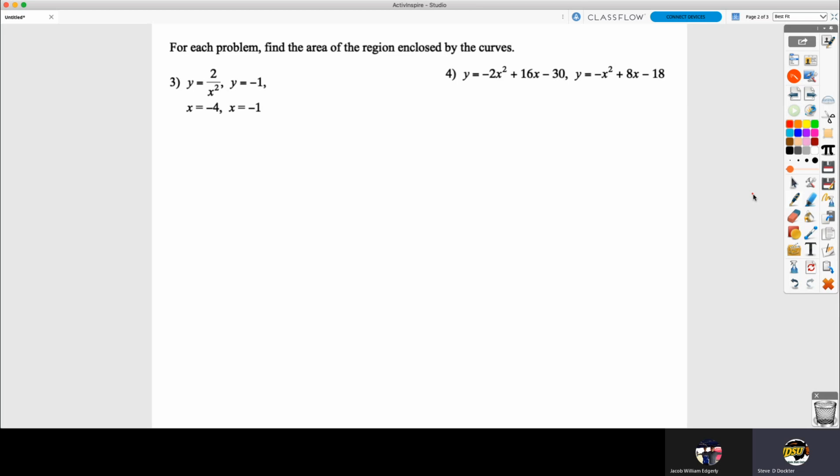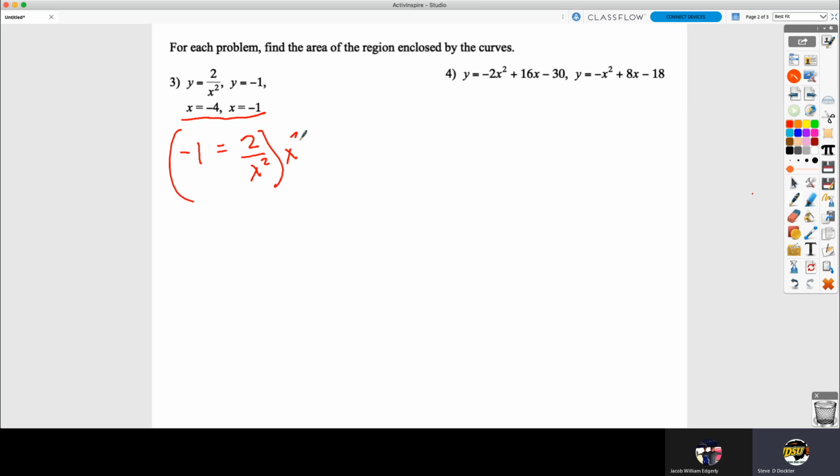All right, for the first one up there, we need to find the area of the region enclosed by the curves. Now for number 3 here, we have our restrictions. What do we need to check for though? Yeah, we need to see if they intersect, right? So how we check is, because they're both set equal to y, we can set them equal to each other. And then we just have to solve for x.